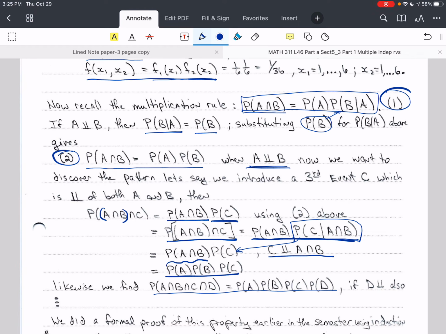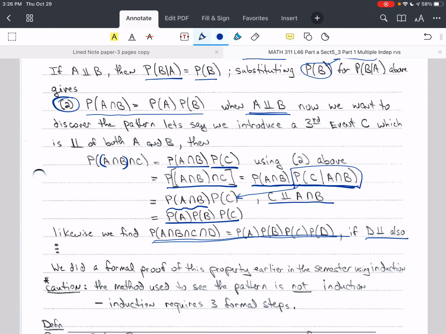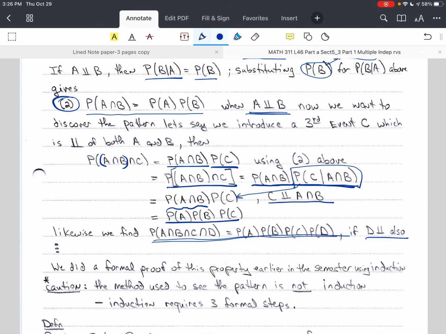We could do a similar thing and find out that we have this relationship for 4 events that are independent if D is also independent. And we could keep doing that. And with this, we see a pattern. And this is not a formal proof, though. So we can see what happens by looking at this pattern. Now, we haven't proved anything, but it's obvious that this is what occurs, that we can continue expanding this.